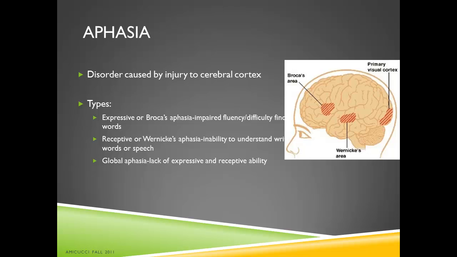Aphasia is a disorder caused by injury to the cerebral cortex. Expressive or Broca's aphasia is impaired fluency, difficulty finding words. Receptive or Wernicke's aphasia is inability to understand written words or speech. Global aphasia refers to the lack of both expressive and receptive ability.